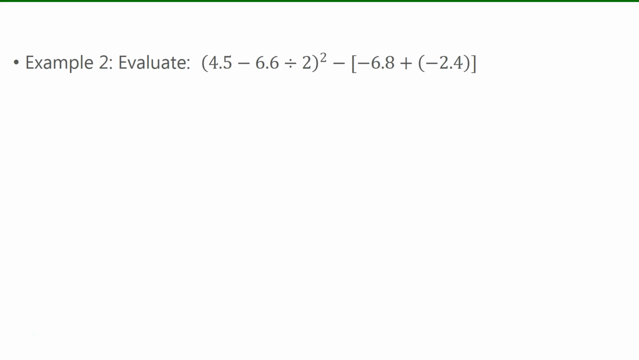Now, looking at example 2, write down my BEDMAS first here. I see that I have 2 sets of brackets. So I'm going to work on each set at the same time here. So we'll start with our brackets. So let's look at the first set. I have 4.5 minus 6.6 divided by 2. Within that set of brackets, I have 2 operations. So I still need to follow my BEDMAS. And my BEDMAS tells me I need to do the division before the subtraction. So I need to divide 6.6 by 2.